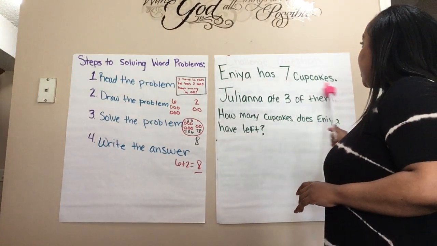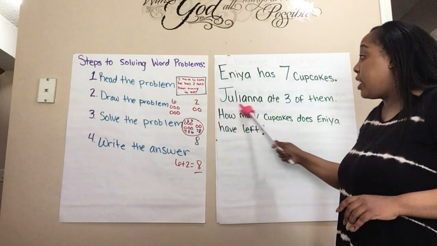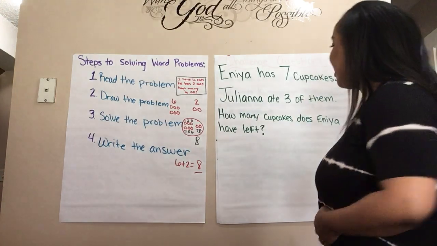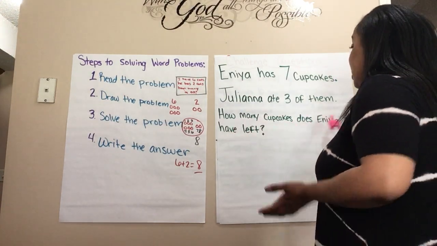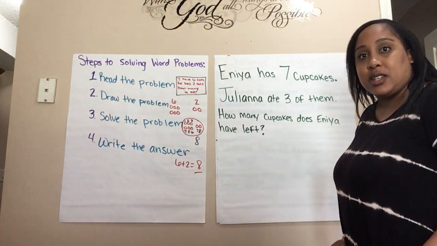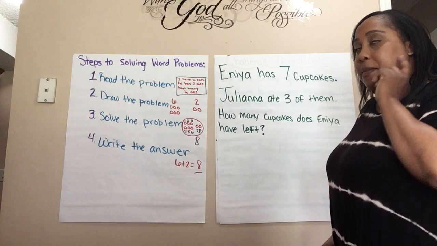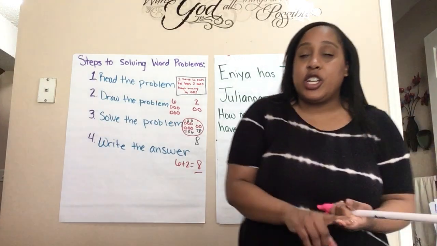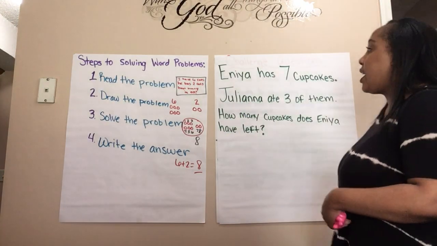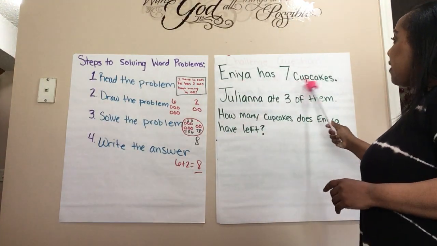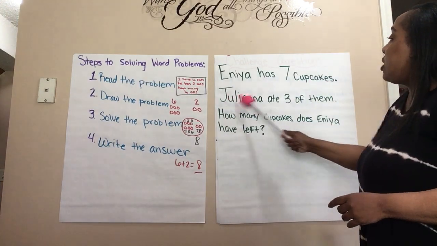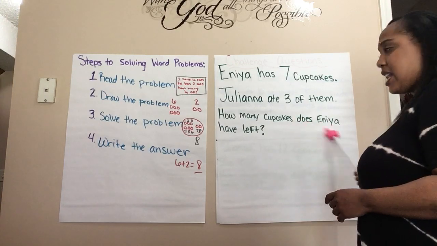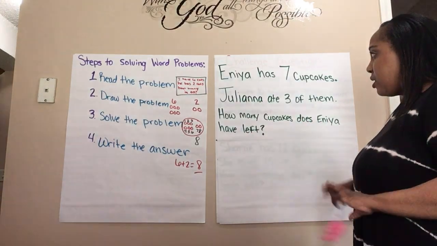Inaya has 7 cupcakes. Juliana ate 3 of them. Oh, Juliana was hungry. How many cupcakes does Inaya have left? Okay, think about it. What words do you hear that may help you know if this is addition or subtraction? I'm going to read it again. Inaya has 7 cupcakes. Juliana ate 3 of them. How many cupcakes does Inaya have left?